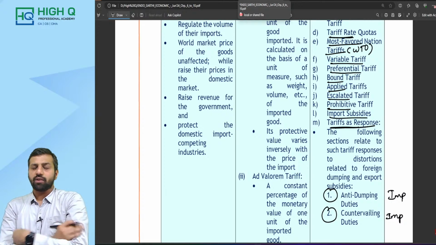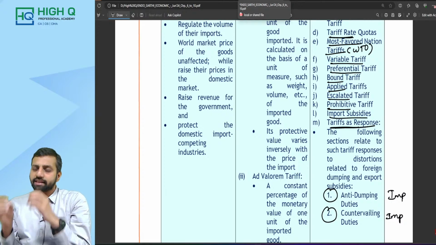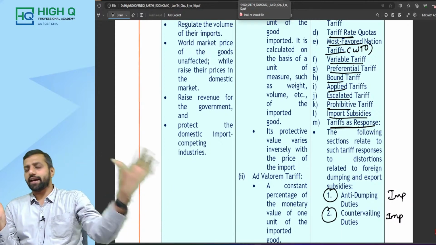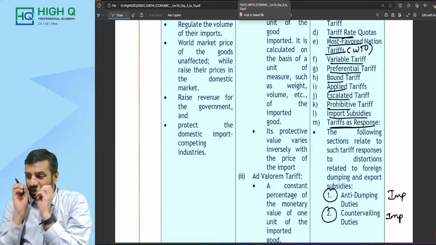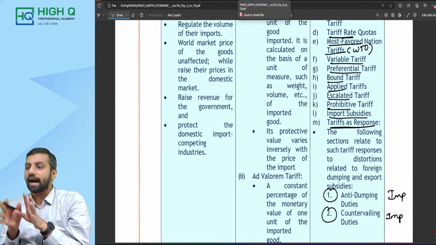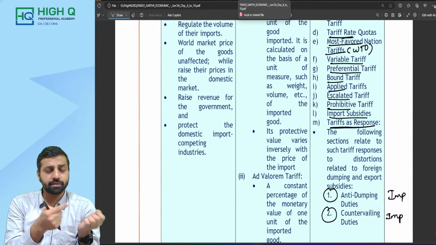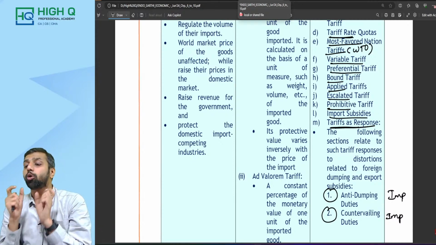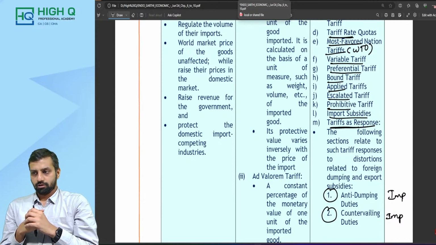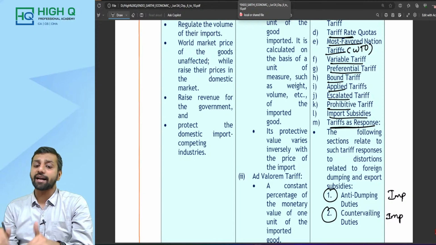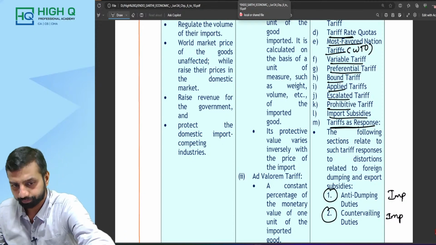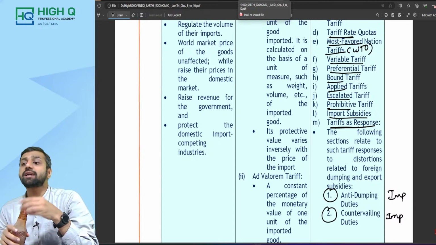So what is anti-dumping? See, if a foreign exporter is dumping its product in India, they are exporting goods to India, we are importing from them, they charge an excessively low price, probably even below their cost, which means they are dumping their product.